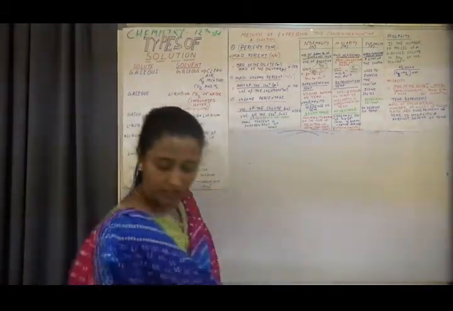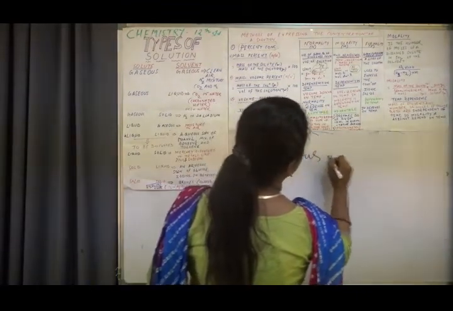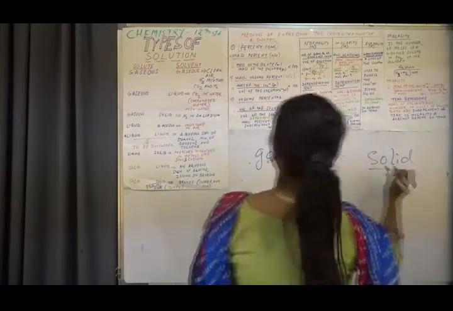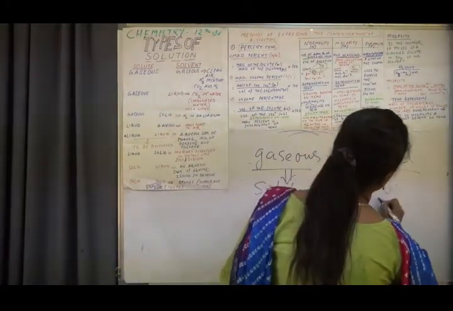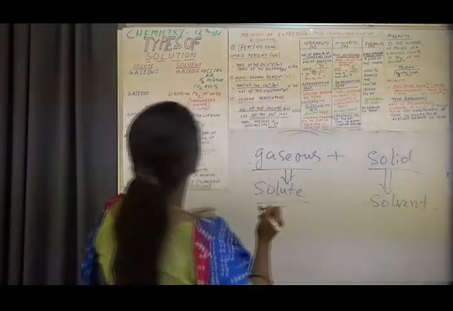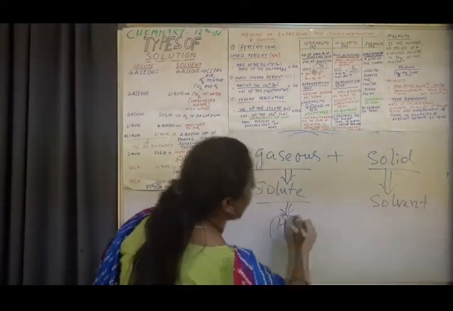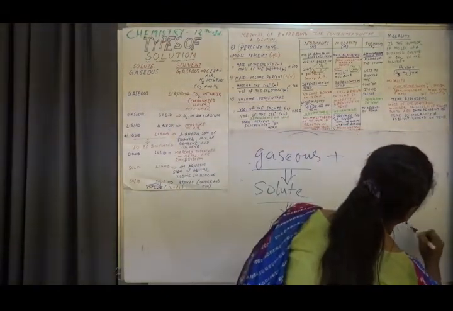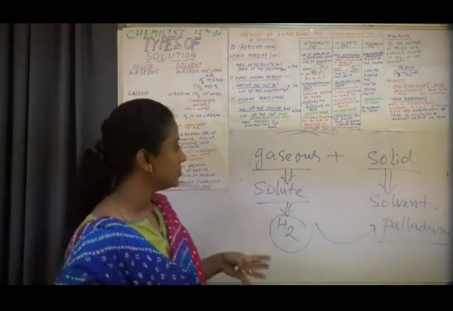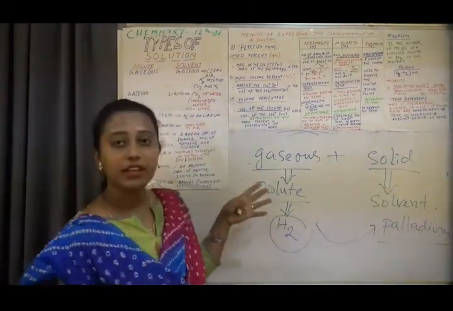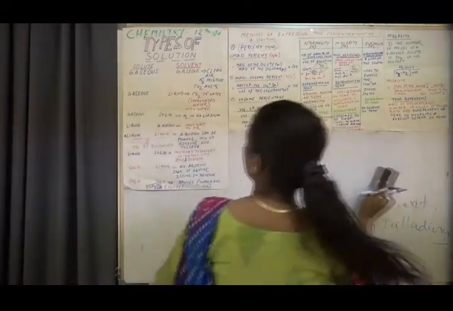I hope all of you are writing all these things in the book, but still it is better if you copy these things. Then the next one is gaseous and solid. In this case, the gas is the solute and the solid is the solvent. What can be found in this type of solution? Hydrogen dissolved in palladium. Palladium is a metal. When hydrogen is dissolved in palladium, it forms an amalgam type of solution. This is a solution in which a gaseous substance is dissolved in a solid substance. Next, coming to liquid and gaseous.